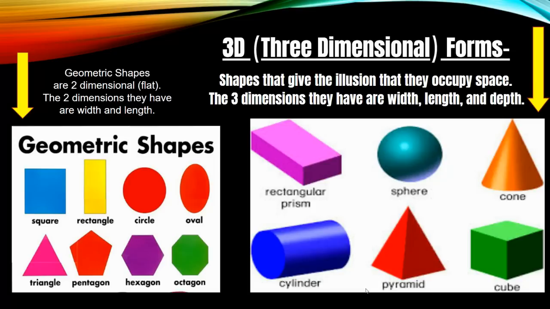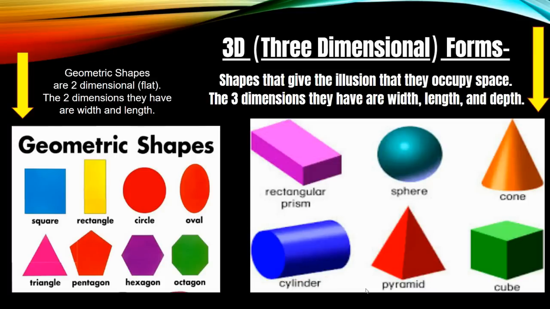Our next vocabulary words are 3D or three-dimensional forms. These are shapes that give the illusion that they occupy space. The three dimensions they have are width, length, and depth.